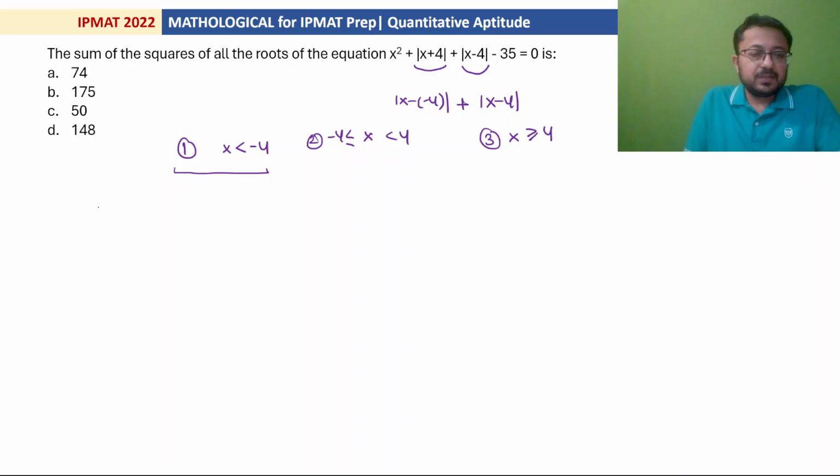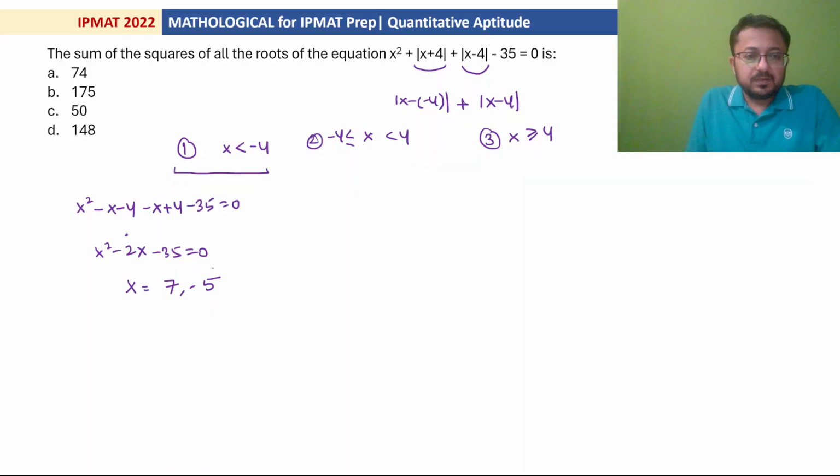So equation हमारा क्या हो जाएगा? x square minus x minus 4 minus x plus 4 minus 35 and that is equal to 0. So x square minus 2x minus 4 plus 4 cancel out, minus 35 equal to 0. Sum हमारा equal to 2 आ रहा है. Sum of the roots is equal to 2 and product is minus 35. 5 into 7 is 35. So x will be equal to sum 2 आ रहा है. So x will equal to 7 and minus 5 will be our roots.